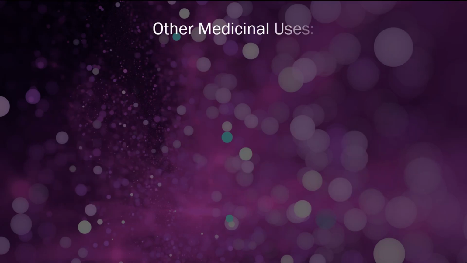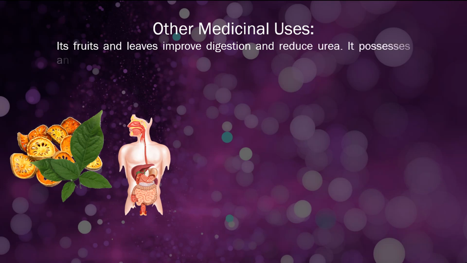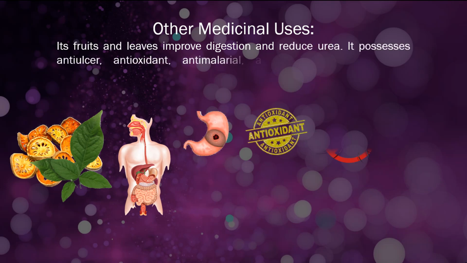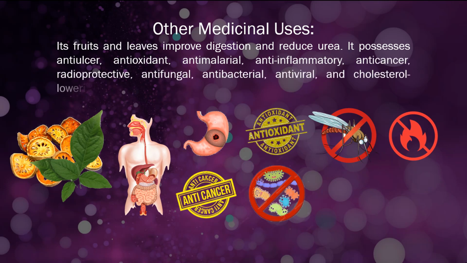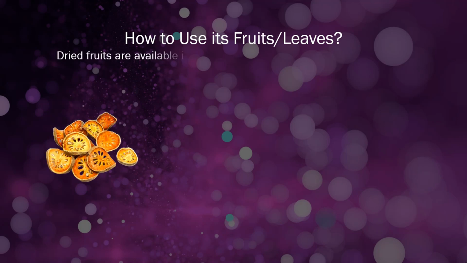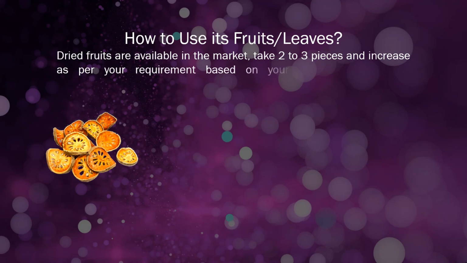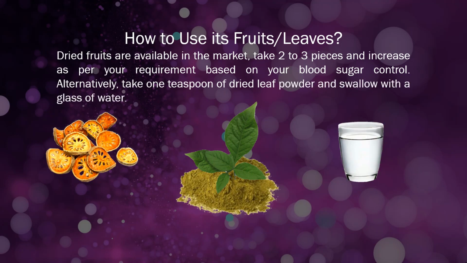Other medicinal uses. Its fruits and leaves improve digestion and reduce urea. It possesses anti-ulcer, antioxidant, anti-malarial, anti-inflammatory, anti-cancer, radioprotective, antifungal, antibacterial, antiviral and cholesterol-lowering properties. How to use its fruits or leaves. Dried fruits are available in the market. Take 2 to 3 pieces and increase as per your requirement based on your blood sugar control. Take 1 teaspoon of dried leaf powder and swallow with a glass of water.